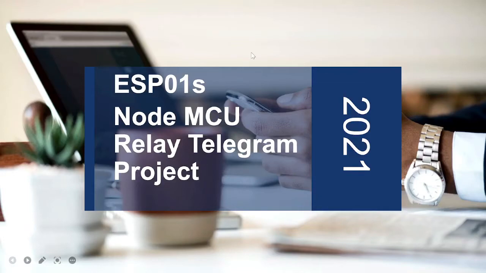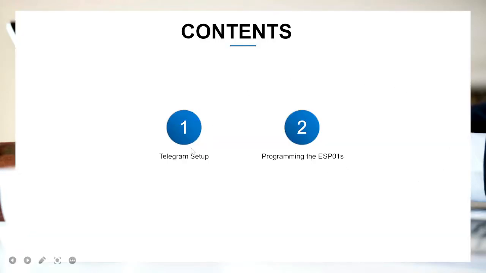Let's take a look at the code now and what steps you need to follow in order to get your ESP01 acting as a relay. Firstly, you need to set up Telegram on your phone if you don't already have it, and then next you need to set up the code.